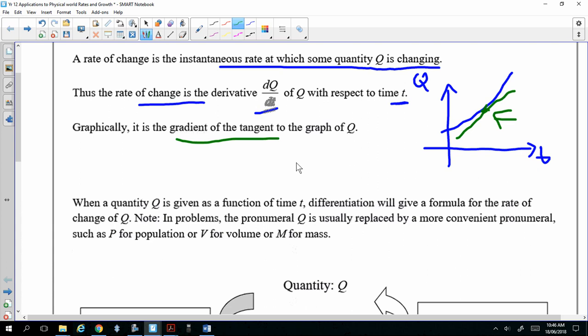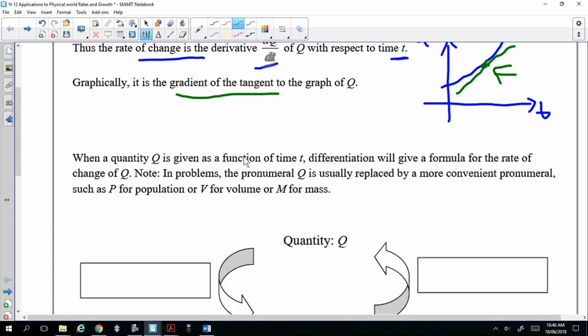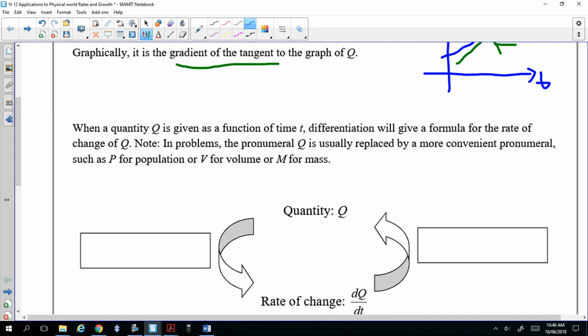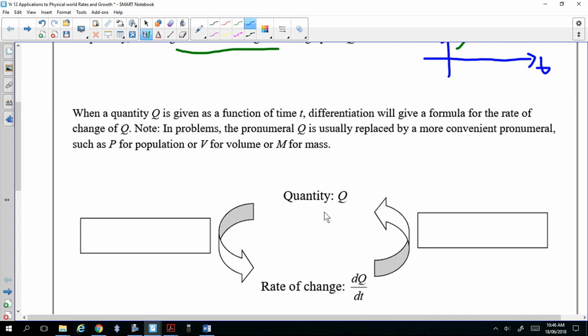Okay, so when a quantity Q is given as a function of time t, differentiation will give a formula for the rate of change of Q. In problems, the letter Q is usually replaced by a more convenient letter such as P for population, V for volume, and m for mass. Okay, let's study the connection between quantity and rate. So if I differentiate the quantity, I get the rate.